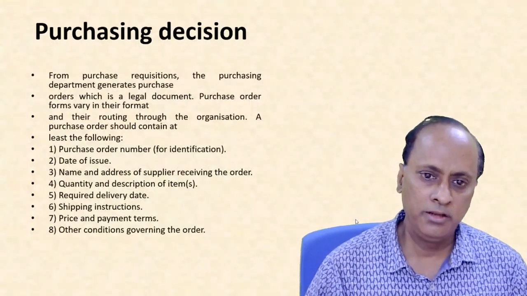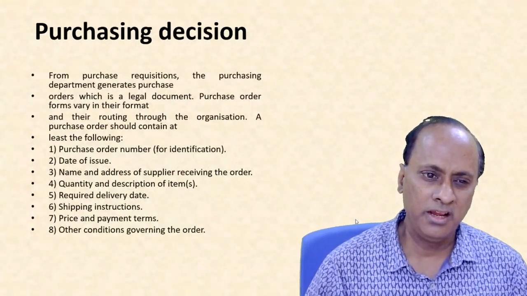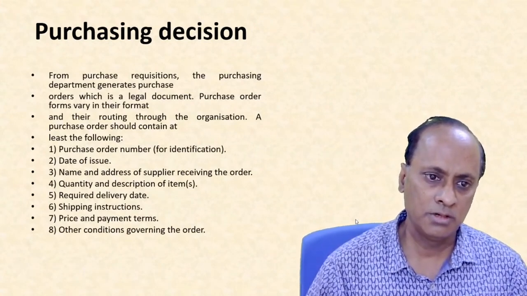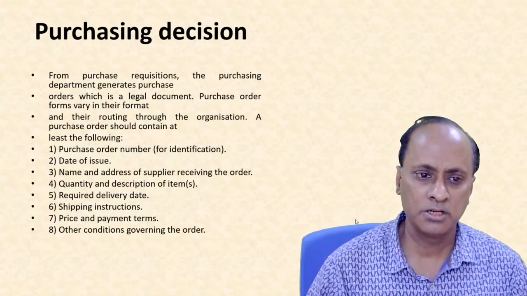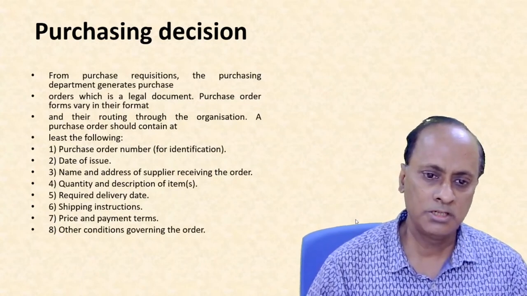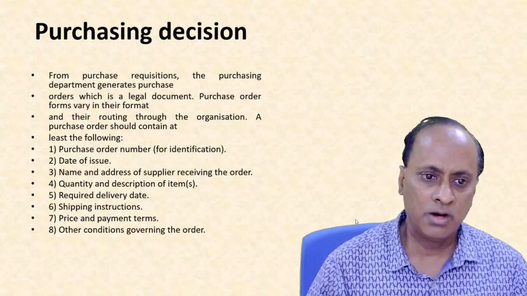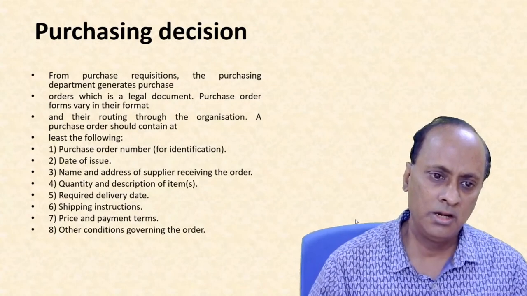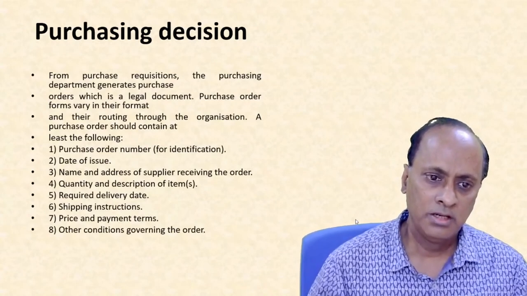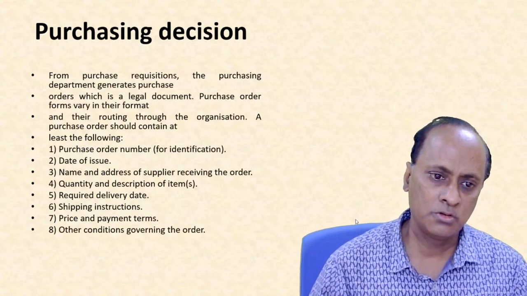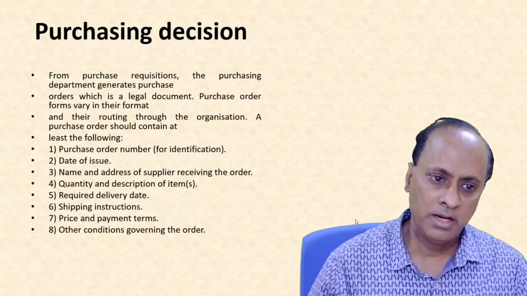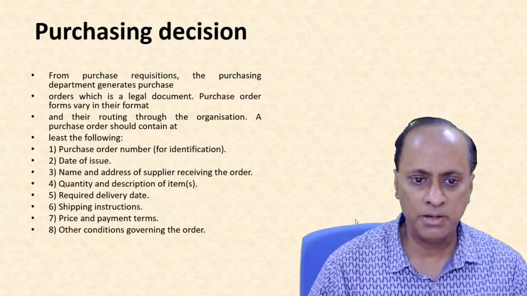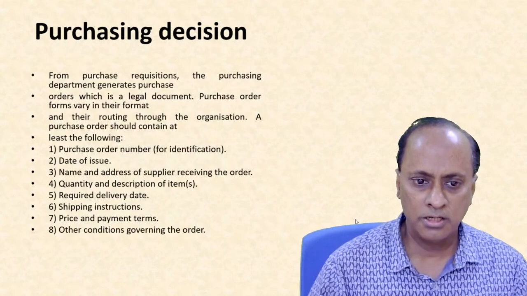It may also vary. A purchase order should contain at least eight items, it may be more than that. Purchase order number, what is the order number of the purchase; date of issue, when the purchase order is issued; name and address of the supplier receiving the order; quantity and description of the item, how much quantity you are going to purchase and what the description of the items is; required delivery date, when you are supposed to deliver; and shipping instruction, how you ship the product; and price and payment terms, other conditions.